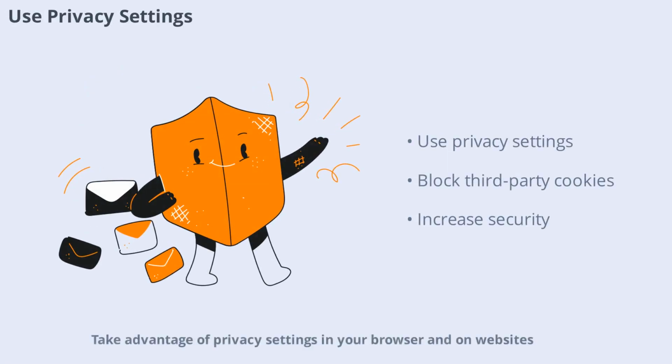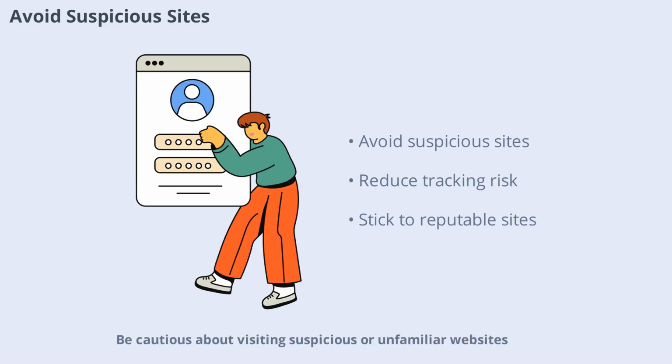Take advantage of privacy settings in your browser and on websites. Many browsers now offer options to block third-party cookies or limit tracking. Adjust these settings to suit your comfort level and keep your data more secure. Be cautious about visiting suspicious or unfamiliar websites. These sites may use more aggressive tracking methods or even attempt to collect your data for malicious purposes. Stick to reputable sites whenever possible to reduce your risk.